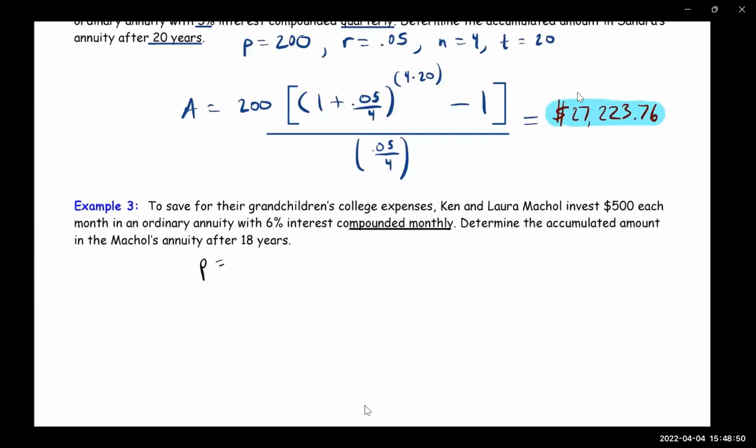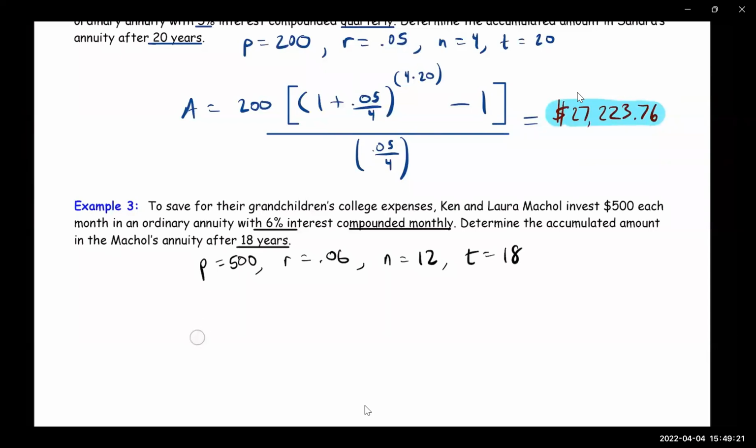P is 500. R is 0.06. And monthly, anybody know what N is? 12, right? Yeah, it's correct, 12, because there's 12 months in 1 year. Perfect. And then T is 18 years.